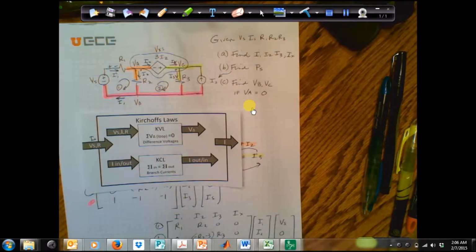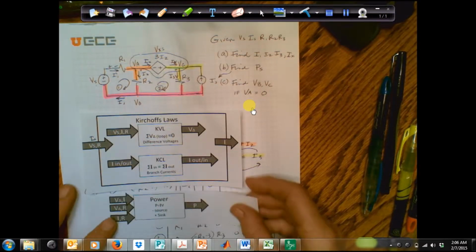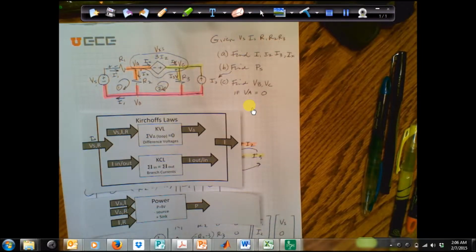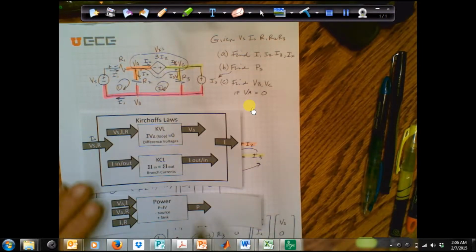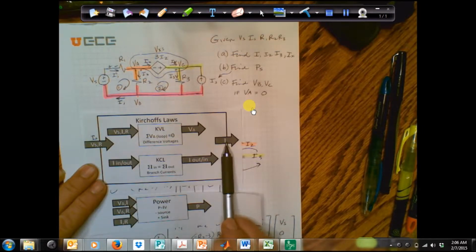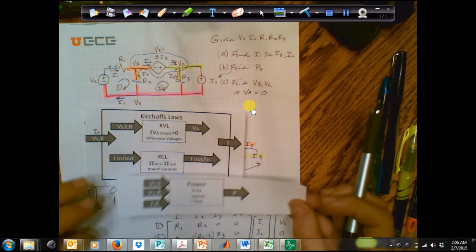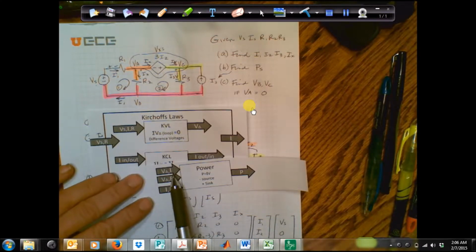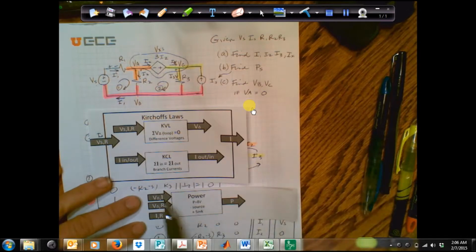Here we used Kirchhoff's law, and this is how we calculate power. So when I had Kirchhoff's law, I knew my current source and my voltage source and my resistance, and I was able to calculate current. Now if I want power, I need to have one of these three things: voltage difference and current, or voltage difference and resistance, or current and resistance.